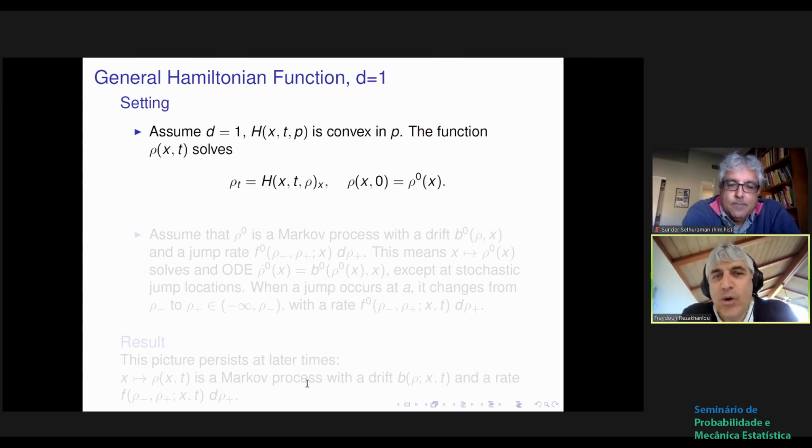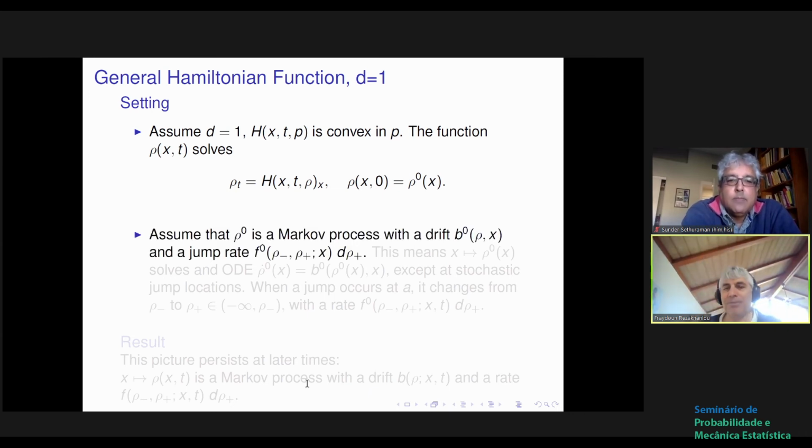Now I want to allow a Hamiltonian function which is very general: a Hamiltonian function that depends on x and t and is not Burgers' equation. It could be anything. The only assumption that I make is that it's convex in the momentum variable. Now I'm going to extend the conjecture of Menon and Srinivasan, and I prove that conjecture. So that's a new result that I would like to share with you.